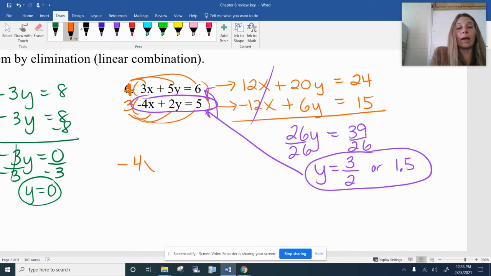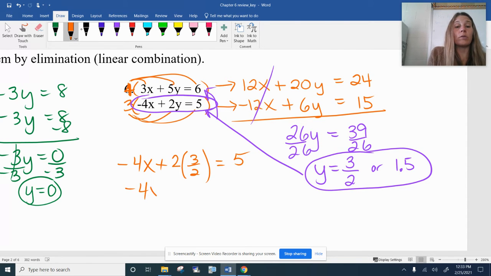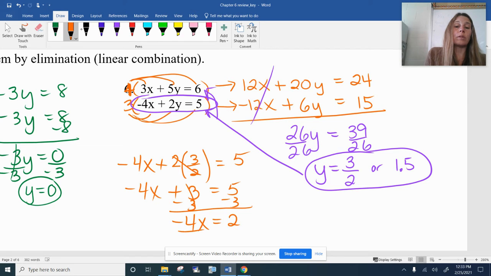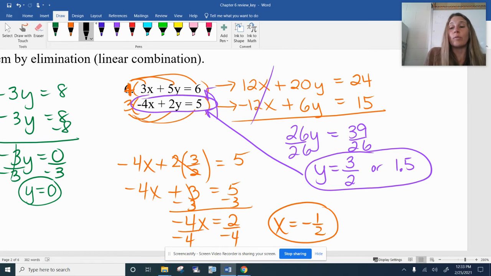So negative 4x plus 2y, which I know is 3 over 2, or if you want to use the 1.5, that's fine, equals 5. Now, 3 over 2 times 2, the 2's will cancel, and I'm just left with 3. And that's why I like to keep it as a fraction. Now I'm subtracting 3. Negative 4x equals 2, dividing by the negative 4, and x will equal negative 1/2 when I simplify that. So my solution here would be negative 1/2 and 3 over 2.